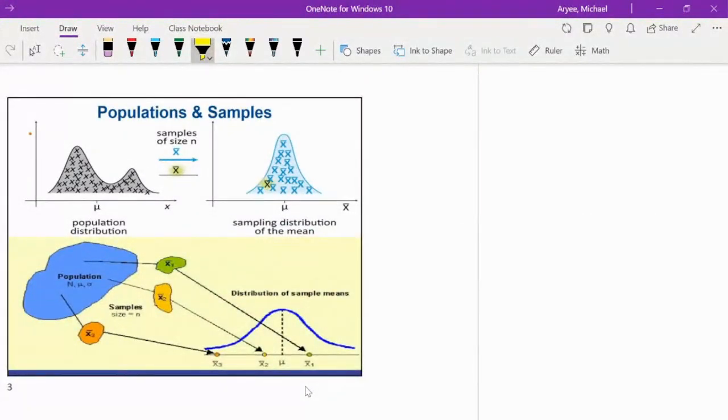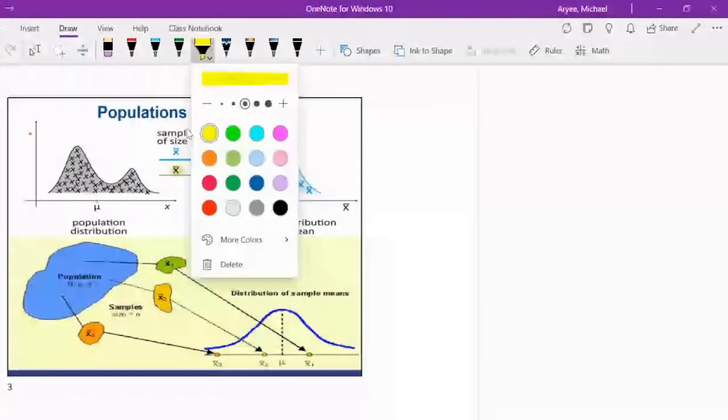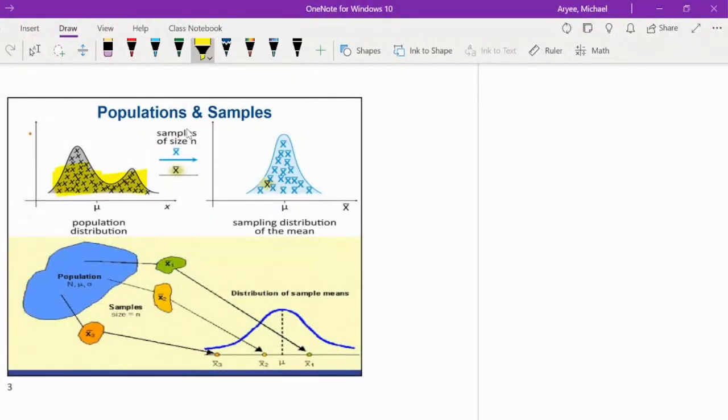Okay, just to give you an idea of what we'll be doing: before this, most of the things we've been working on have been over here. We have a population, and each member of the population is an X value. So each data point is an X value.